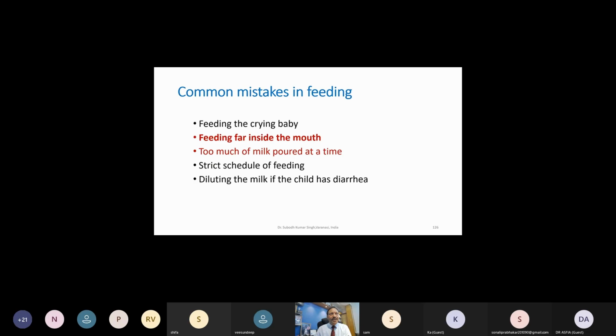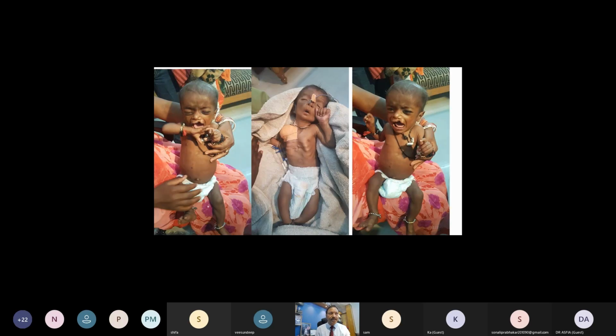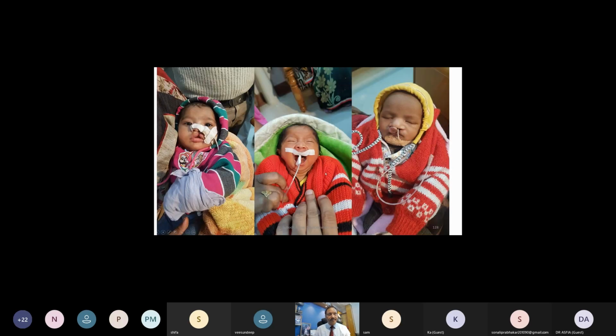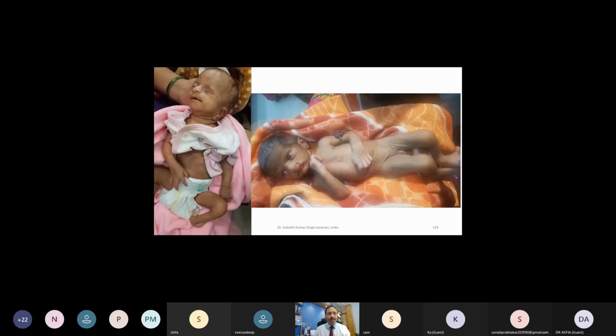Other mistakes are like feeding a crying baby. If you feed a crying baby, he will aspirate. Feeding far inside the mouth, too much milk being poured at a time, strict scheduling of feeding, and diluted milk. This is very common. If the child has diarrhea, they will be advised to dilute the milk. So that should not be done. And I often see cleft patients in a very poorly nourished situation and with NG tubes. This is how many patients come, and that forced us to start a nutrition program in our hospital.